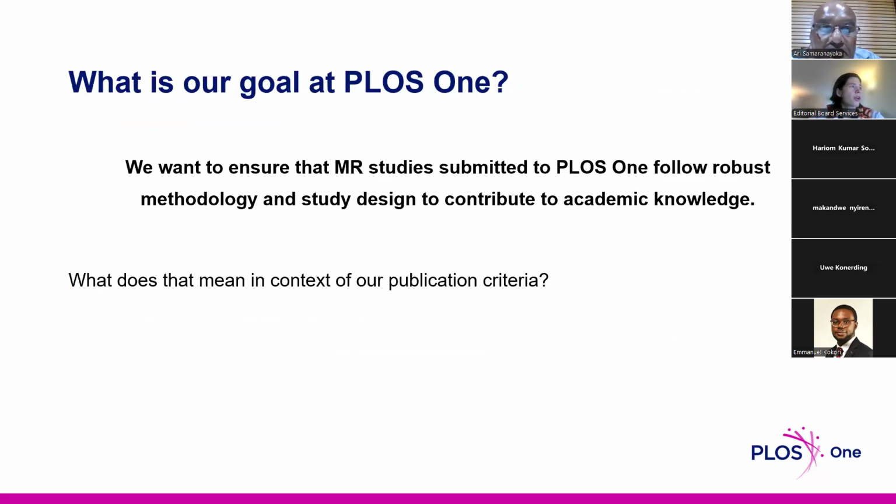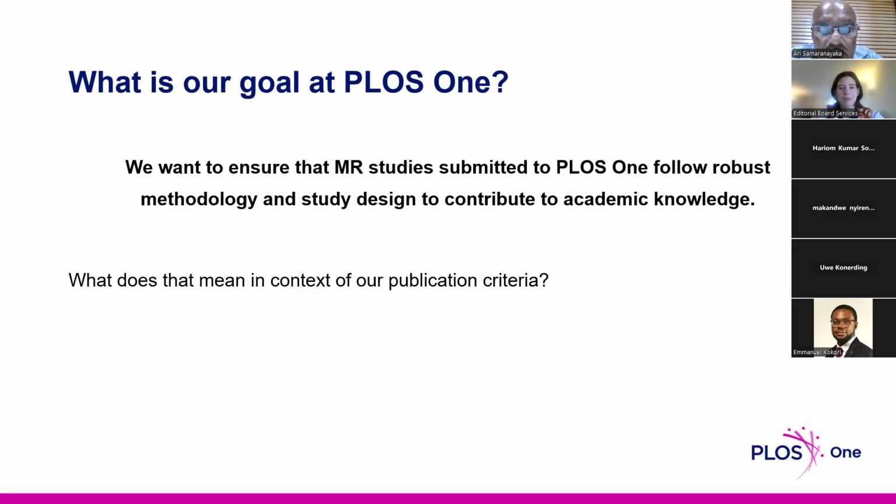So the goal that we have at PLOS One is that we really want to make sure that the MR studies that we do publish are following robust methodology and that this study contributes to academic knowledge. And you know that as PLOS One is a sound science journal, the only requirement really that we have for publication is that they are in line with our publication criteria. So if we look at Mendelian randomization studies, there are certain challenges that we face in assessing them when it comes to our publication criteria.